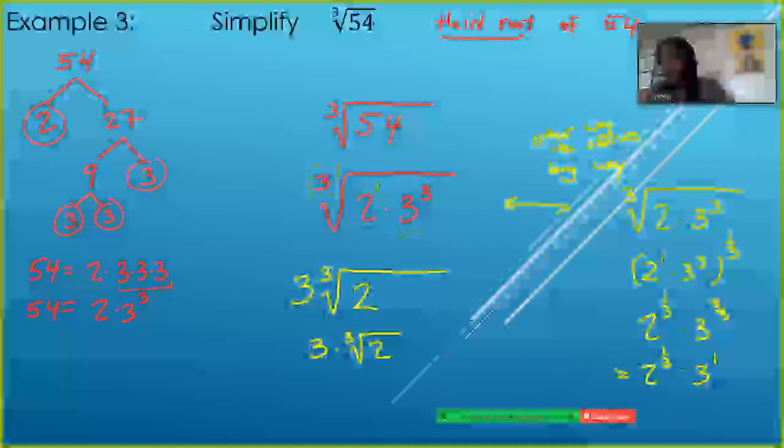So the 3 is outside because it's 3 to the 1. 2 to the 1/3 power, that's the one that's trapped inside. Its power can't reduce. So I'm going to convert that back to a radical box for my answer, and we're done.